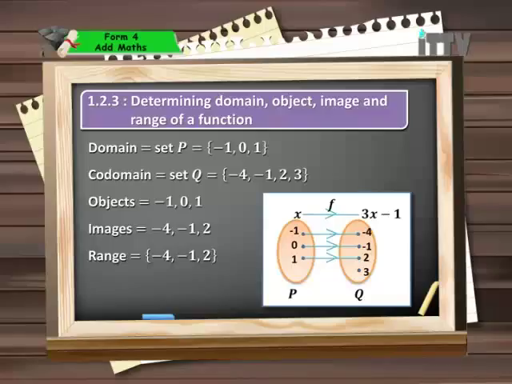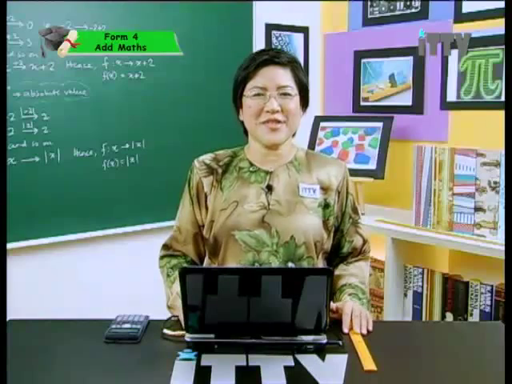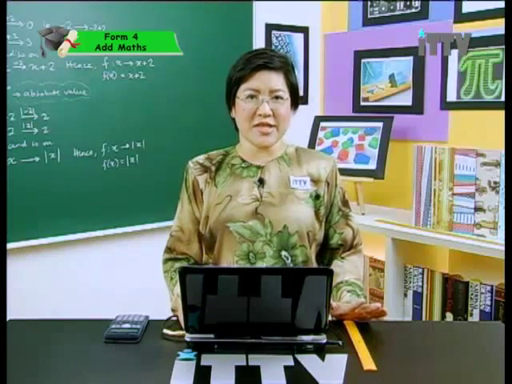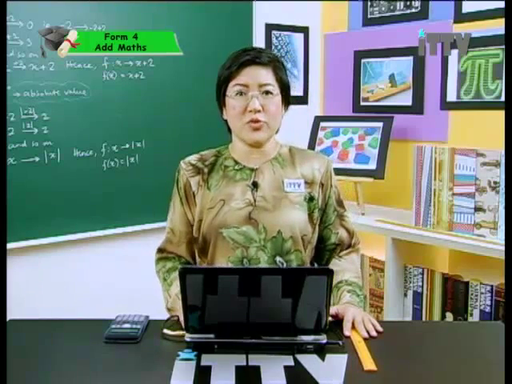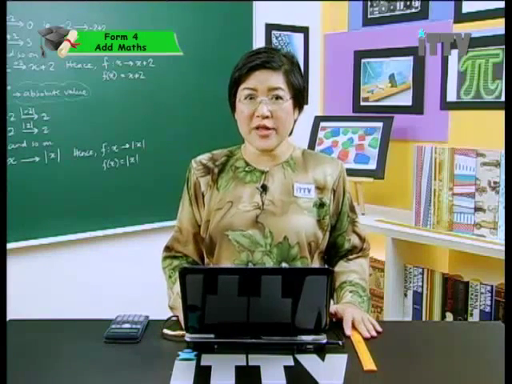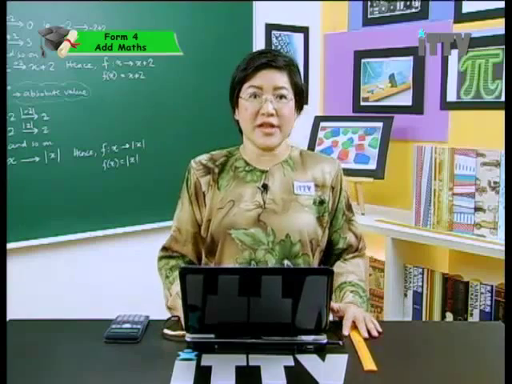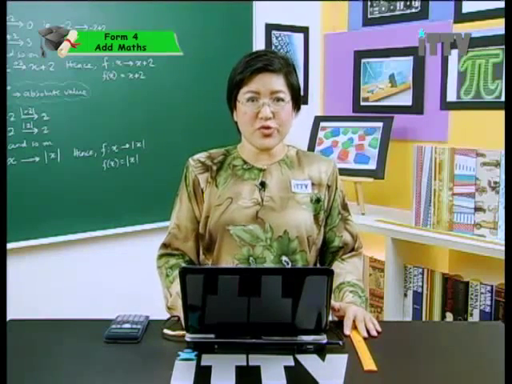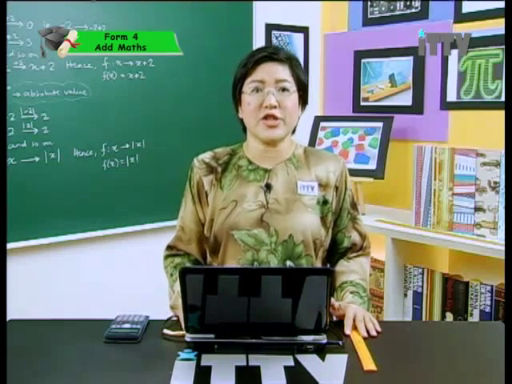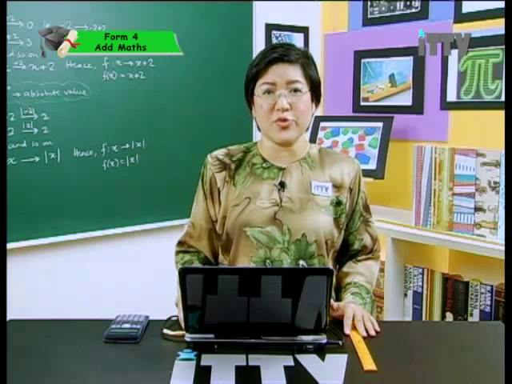And that is, the range contains -4, -1, and 2. Take a moment, viewers, to compare the two sets, codomain and range. Do you notice that sometimes the codomain contains more values or more elements than the range? And that is true. Hence, we call the range a subset of the codomain.